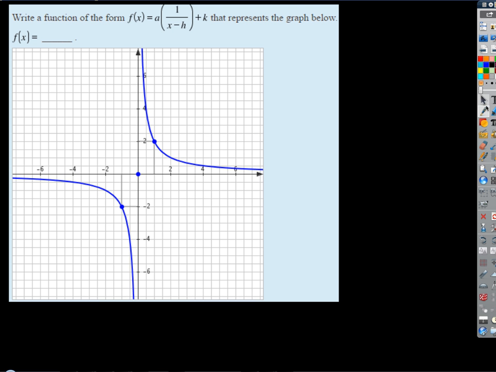If we take the function, let's call it g of x, equals 1 over x, what does that look like? We know that we're going to have a point at the origin where the horizontal and vertical asymptotes intersect, and then normally with this function we would go over 1 and up 1, and backwards 1 and down 1, and then the graph would just look like that.